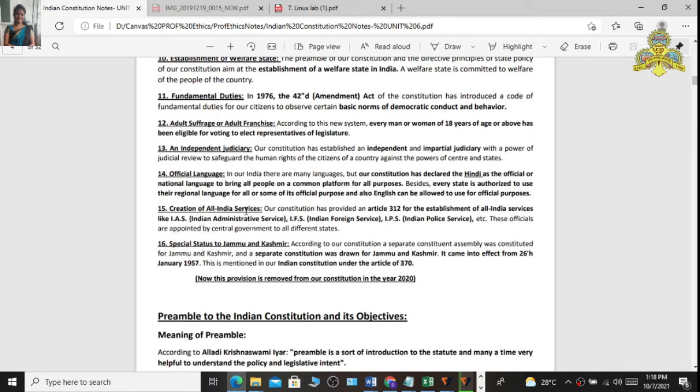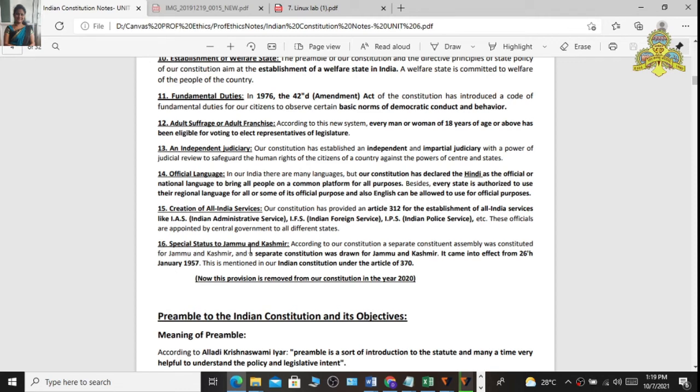The 15th one is the creation of all India services. Our constitution has provided a provision for the creation of all India services, and this provision is declared in Article 312. This is meant for the establishment of all India services such as the Indian Administrative Service, that is IAS, Indian Foreign Service, IFS, and IPS, Indian Police Service. These officials are appointed by the central government to all the different states.